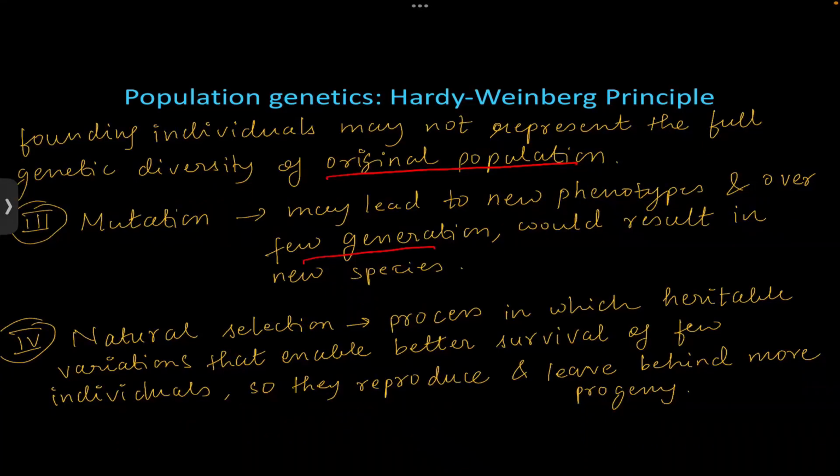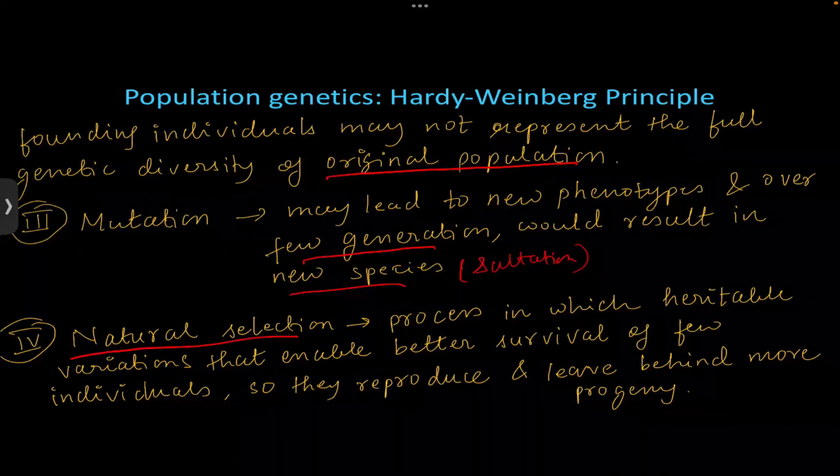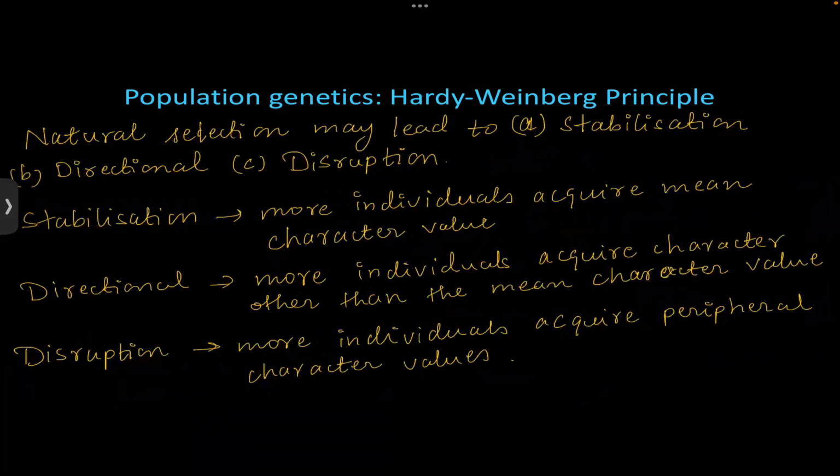Now, when more and more individuals have this particular mutation, it can then lead to speciation, or according to Hugo de Vries, this event will be called saltation. And lastly, you already know about natural selection. So what is natural selection? It is a process in which heritable variations enable better survival of a few individuals so that they reproduce and leave behind more progeny. This needs no further explanation, because in the previous class we already discussed in great detail what natural selection is. Now, natural selection may lead to one of these three events.